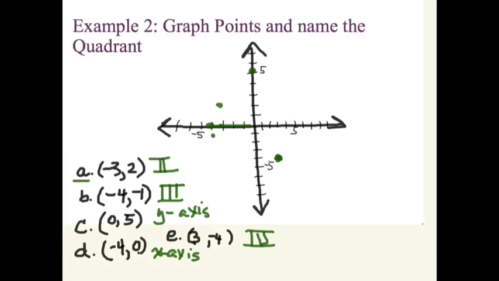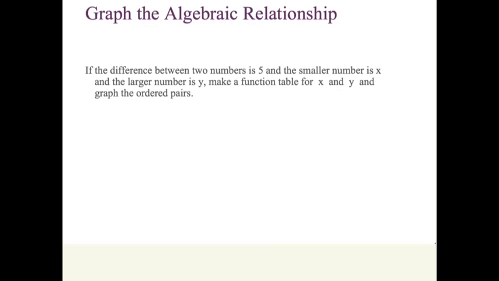There it is. So here we're going to graph a rule. If the difference between two numbers is 5 and the smaller number is x and the larger number is y, let's make a function table for x and y, and then we're going to graph the ordered pairs. I like to write the rule down. The rule is y minus x is equal to 5, and then we're going to make a table. Let this be our x term and this one be our y term, and we're going to choose some values for x, and then we'll plot them and see what we get.